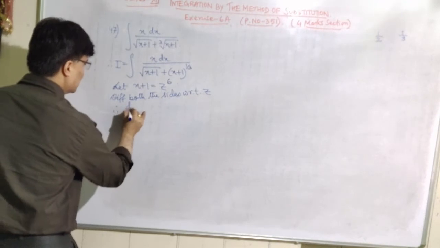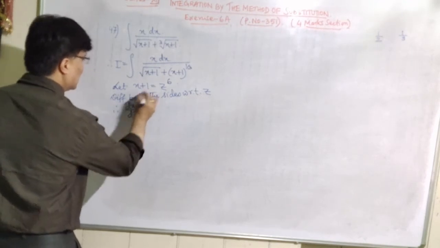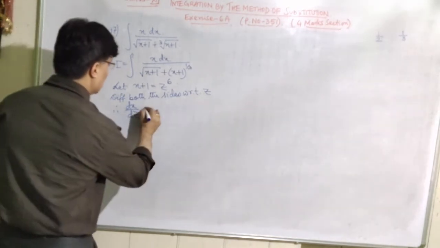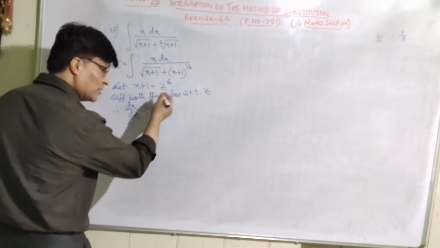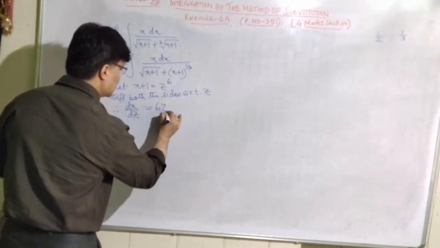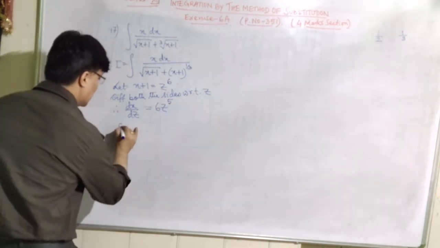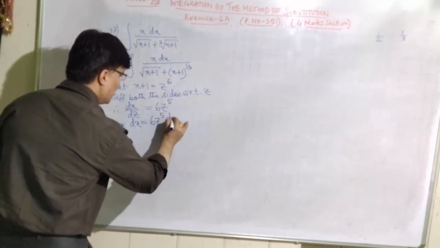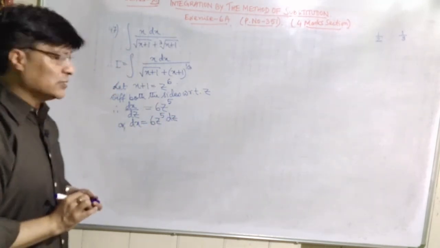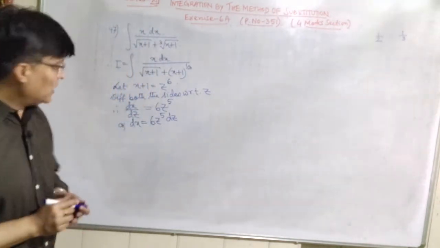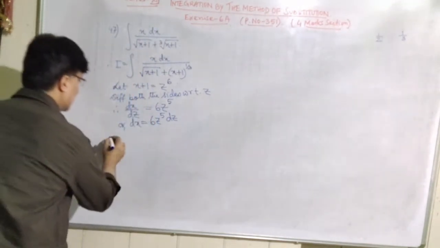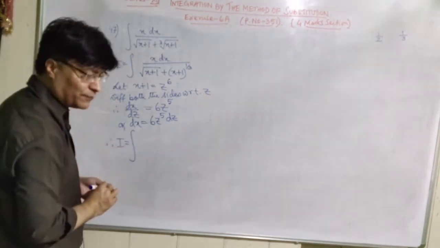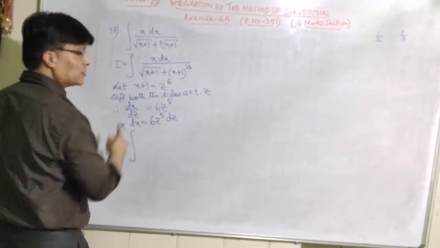So what do we get? This is dx by dz, and differentiation of 1 with respect to z is always 0 because it is a constant. So which is equal to, what is the differentiation of z to the power 6? It is 6z to the power 5. Now we can do cross multiplication. dx is equal to 6z to the power 5 dz. Okay. So now what is I equal to? So here I is equal to integration of, now you have to express this x in terms of z.